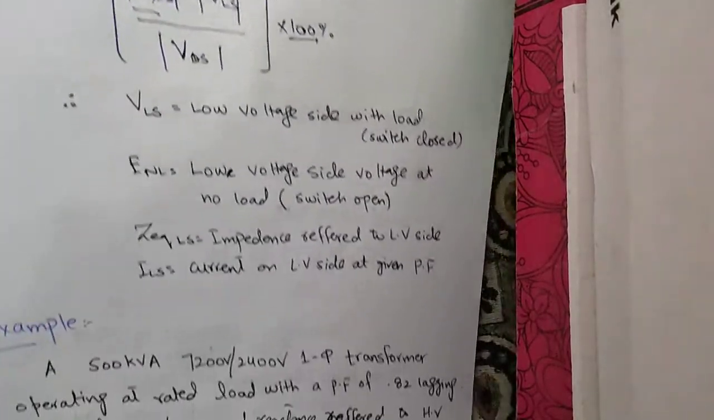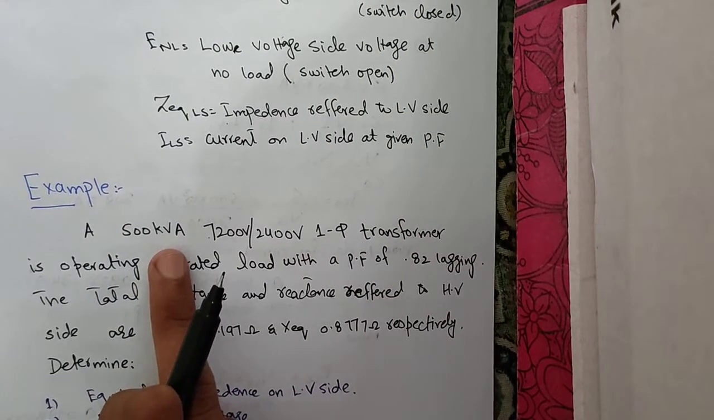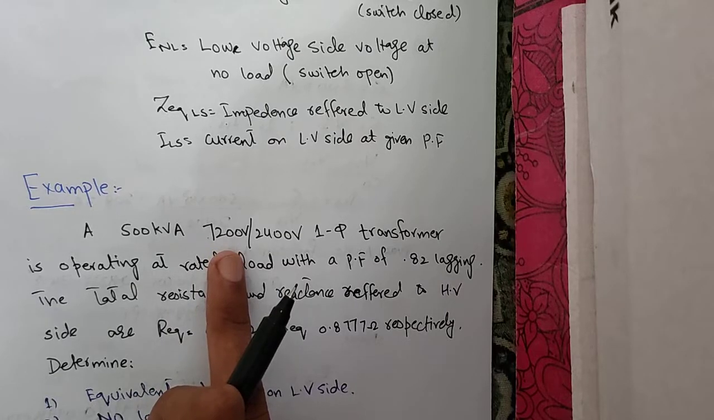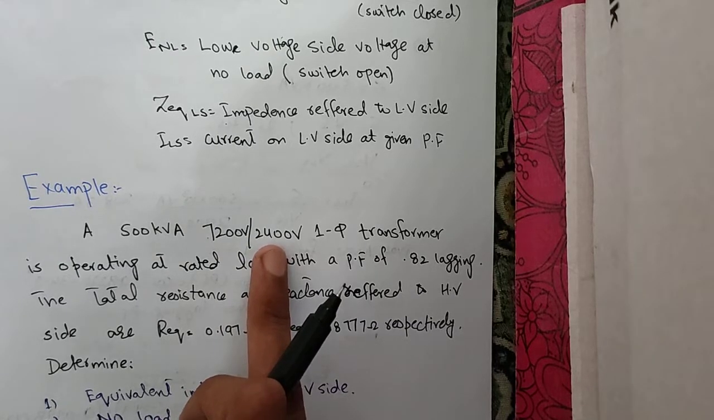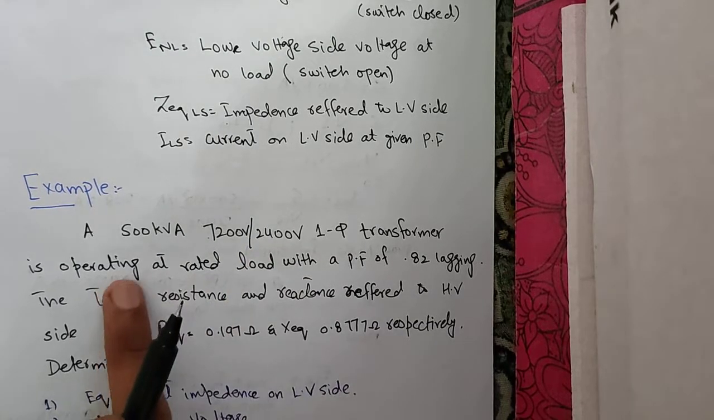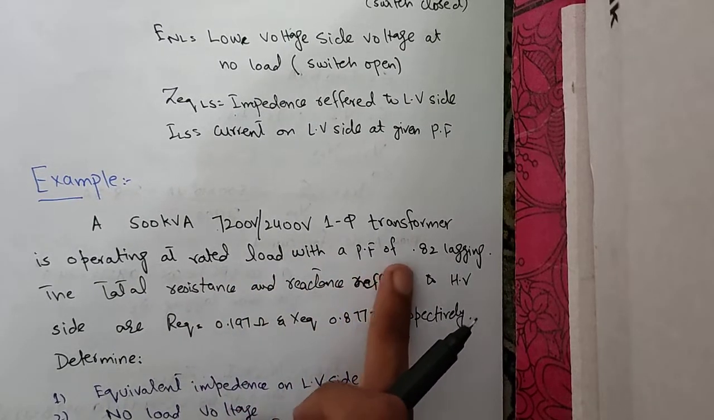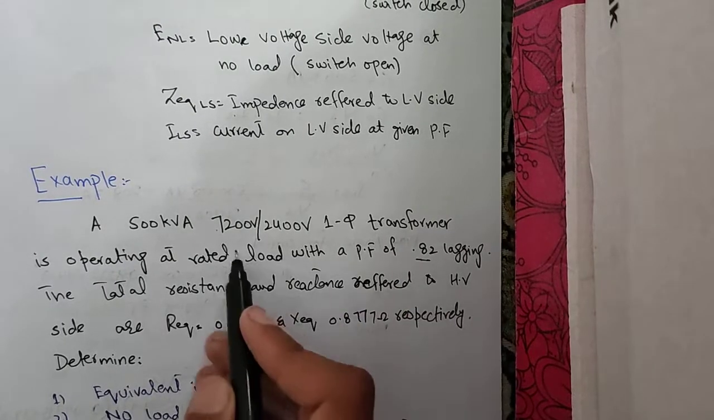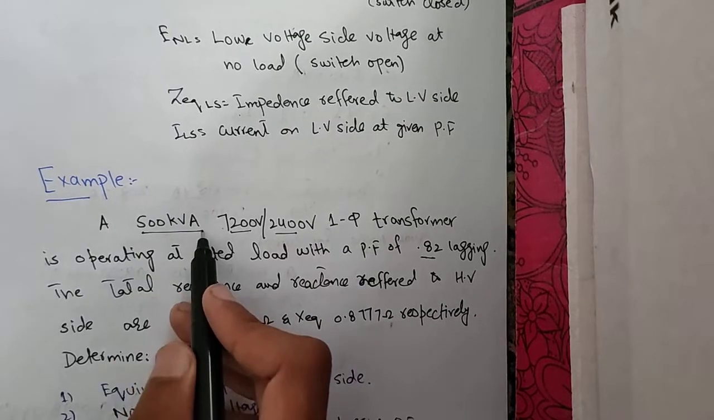Now for making things easy, consider an example. We have a single phase 500 kVA transformer, which is a step down transformer. It is stepping down 7200 to 2400 volts. It is operating at rated load with a power factor of 0.82 lagging. So we have been given the power factor, primary and secondary voltages, and transformer rating.